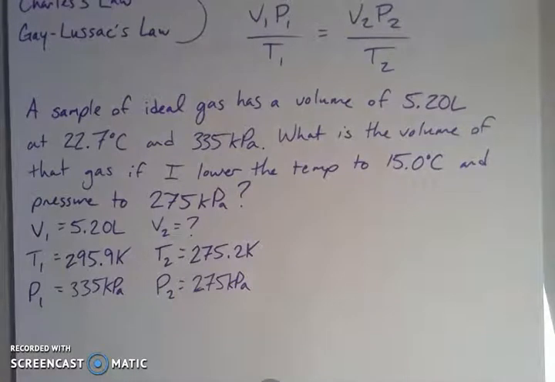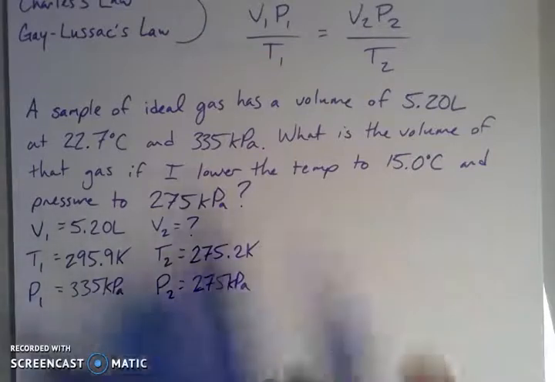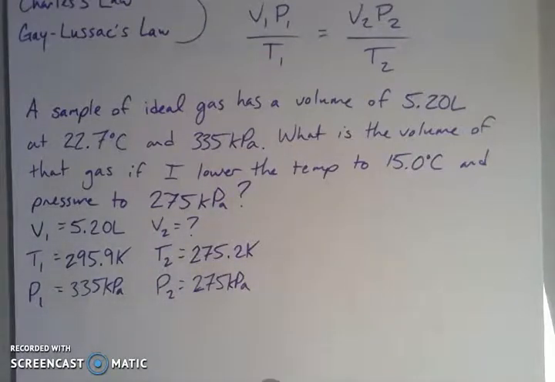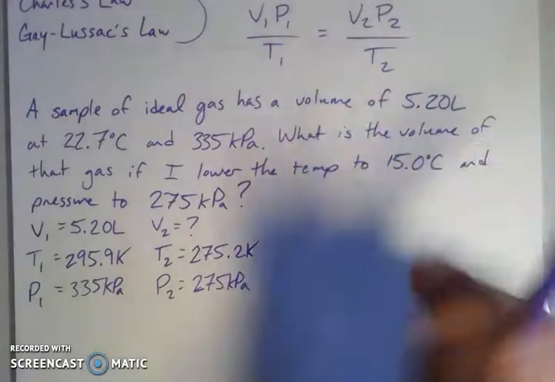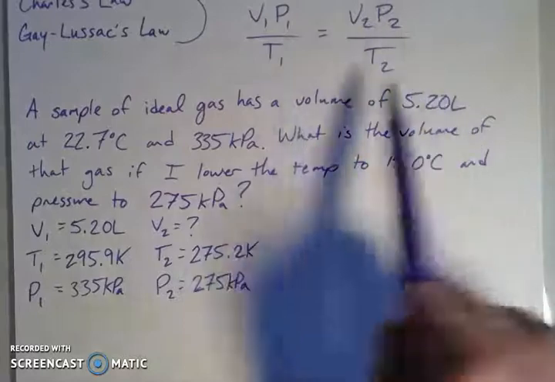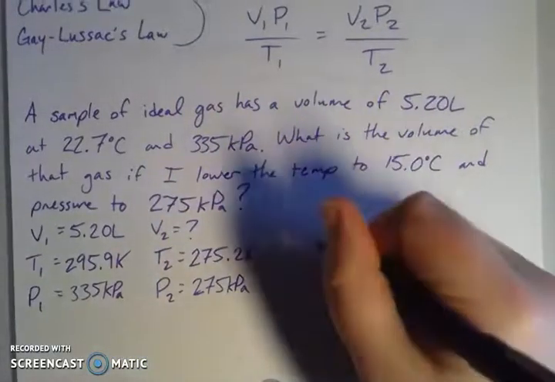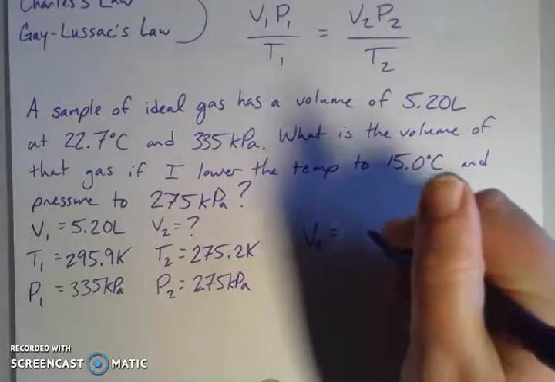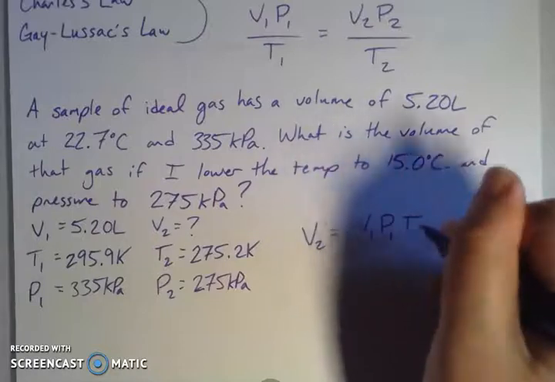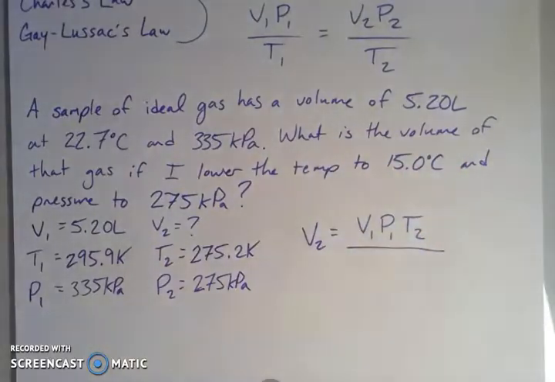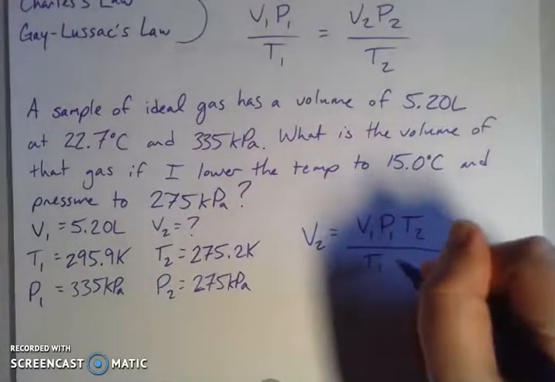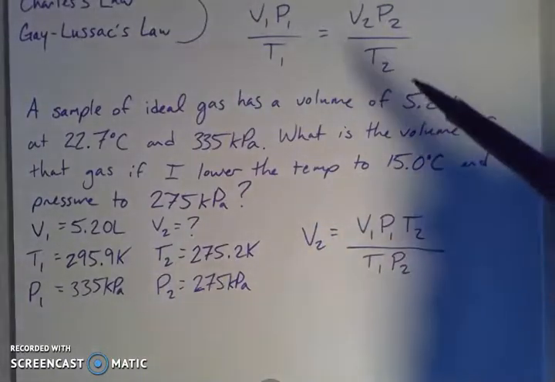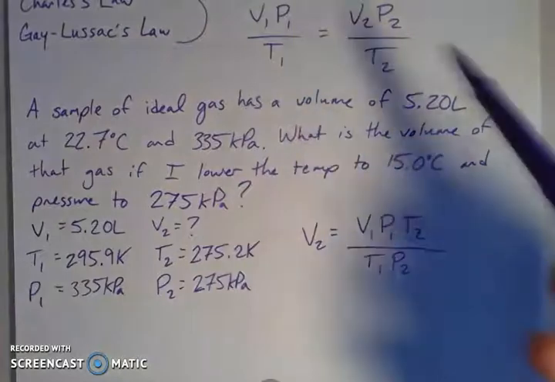Okay, so if we take each piece of this, we're looking for how the volume changes with a changing temperature and a changing pressure. Now, if I was to rearrange my equation, because that's what I like to do, is to rearrange and solve for the variable I'm looking for. So I'm going to rearrange this and solve for V2. Then I end up with V2 is equal to V1 P1 T2 divided by T1 P2.